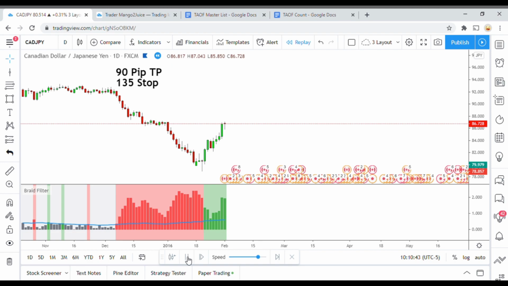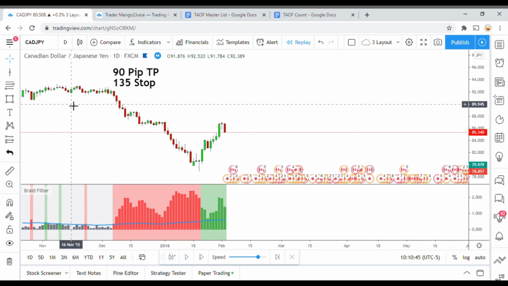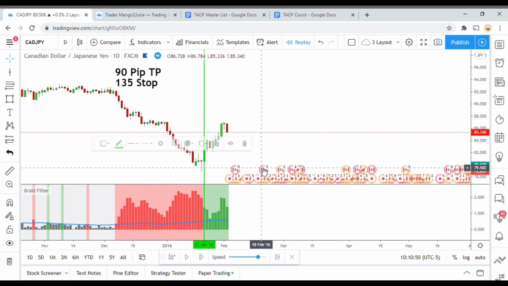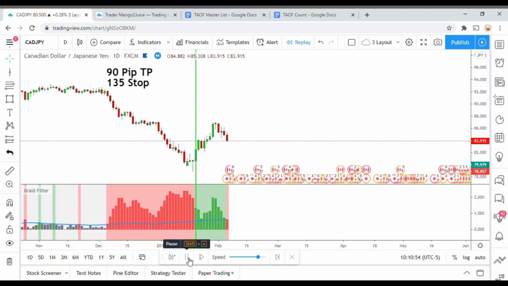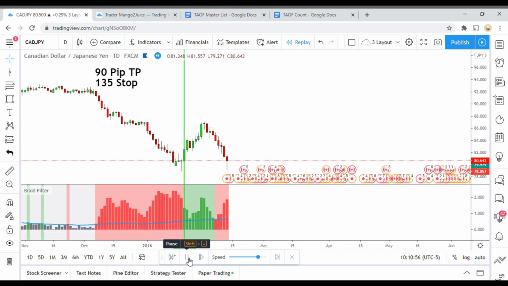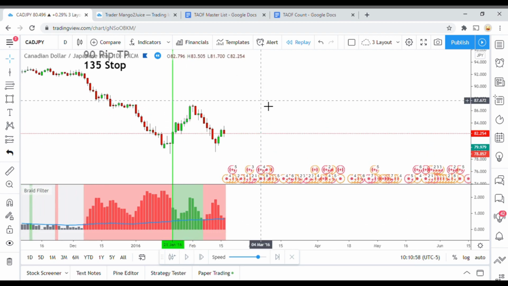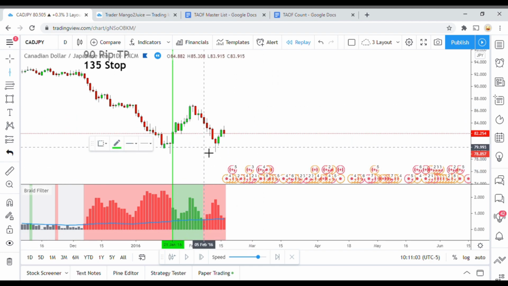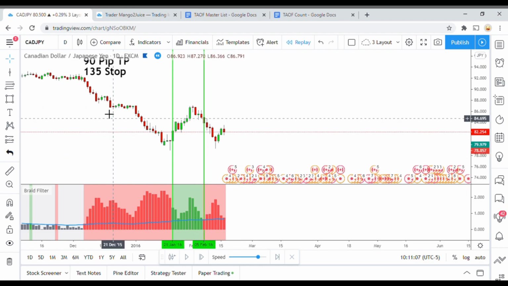All right, so we get our first signal right there. That is a long signal, and it appears to work pretty well. Not too bad on that one. Keep moving along here. Now we pick up a short signal right here. That one also works out pretty well for us, getting us to take profit.